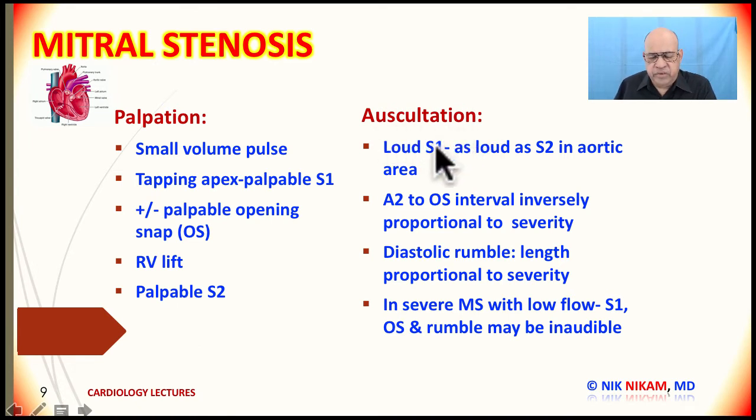Auscultation of the chest reveals a loud S1, as loud as S2 in the aortic area. The interval from the aortic second sound to the opening snap of mitral stenosis is inversely proportional to the severity. One of the hallmarks of mitral stenosis is the diastolic rumble. We have the opening snap, and that will be followed by a low-pitched diastolic rumble. In severe mitral stenosis with low flow, S1, the opening snap and the rumble may be almost inaudible. We may see this in patients with critical stenosis, where the flow across the mitral valve is considerably decreased.